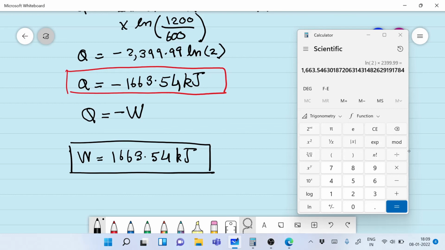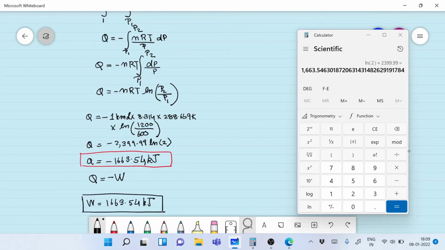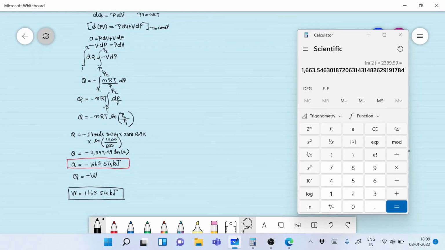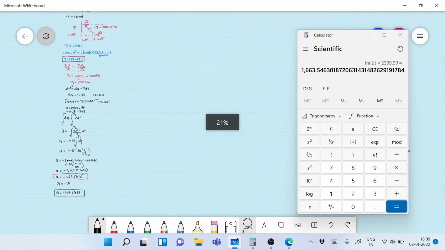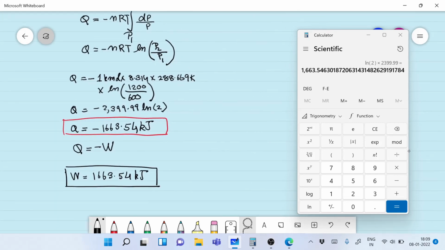So that was all, guys, about this problem. I hope this has clarified your concepts about how to solve problems on an isothermal process for an ideal gas.